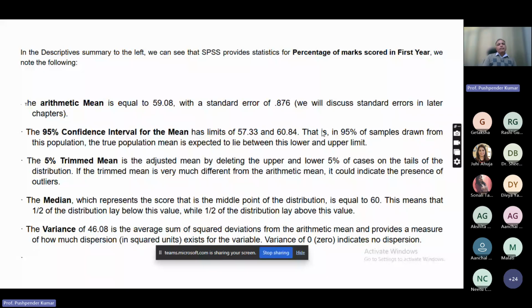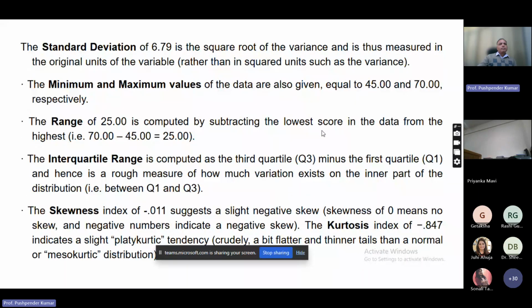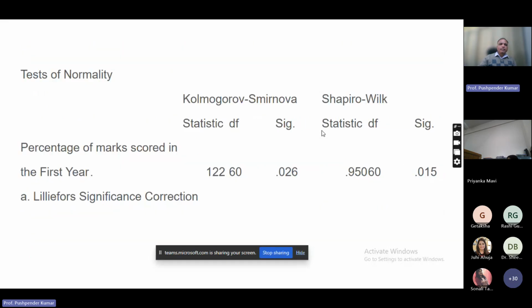When you get this result, you can write that the arithmetic mean is equal to 59.08. Standard error is 0.876. So all this information we can write on the basis of the outcome. Minimum, maximum, range, interquartile, everything you're going to get with one function. That is the beauty. So with one output, we are describing our data: first categorical data and then continuous data.